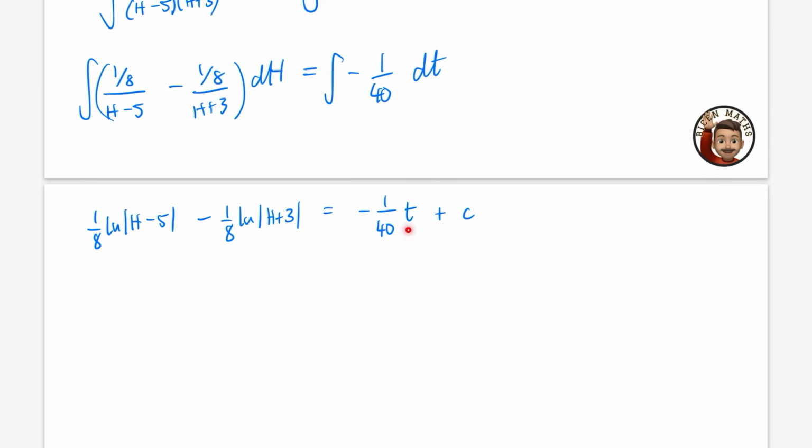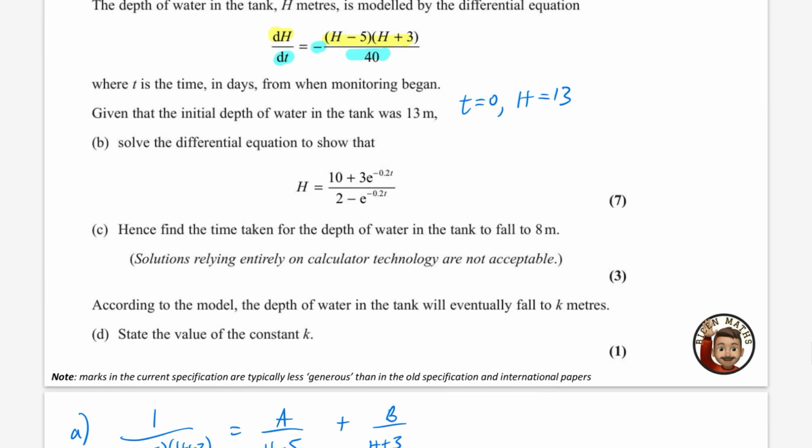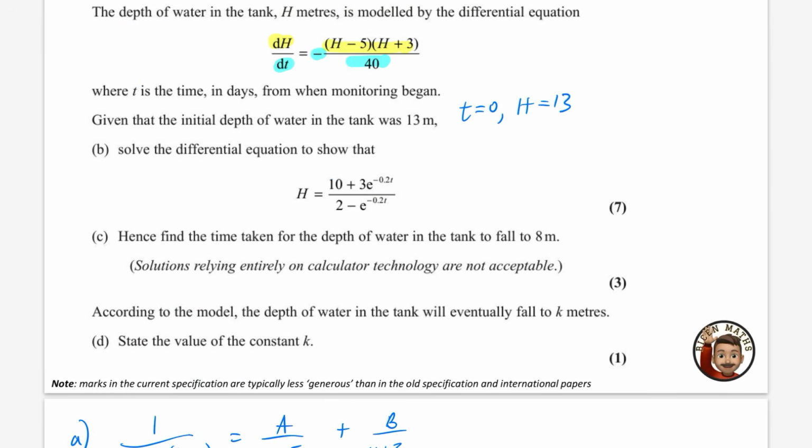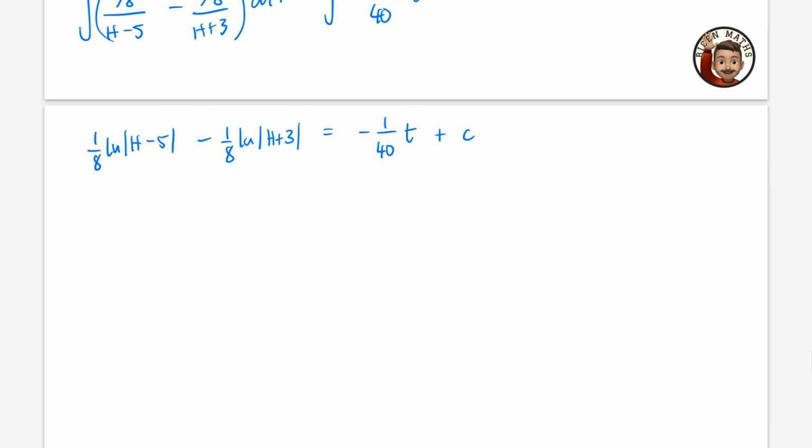People often say, why don't we need a constant on both sides? If you had a constant on both sides, you could subtract them and it would combine into one single constant. So now that we've got to that stage, what does it even want us to do? It wants us to make h the subject, but I'm going to need to use the information that when t is 0, h is 13. So when t is 0, h is 13.